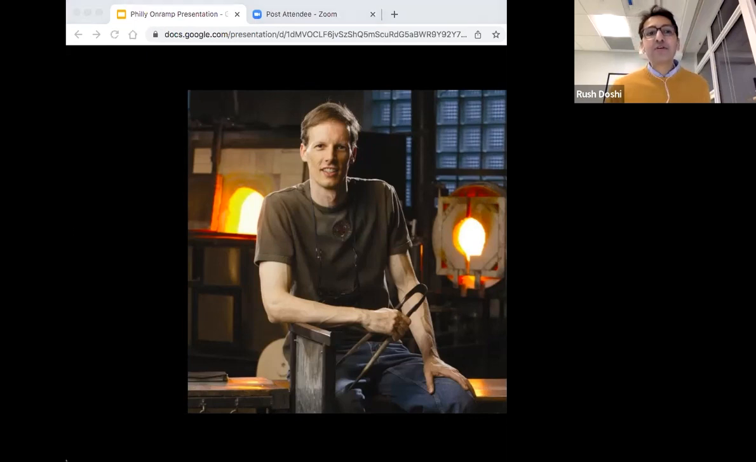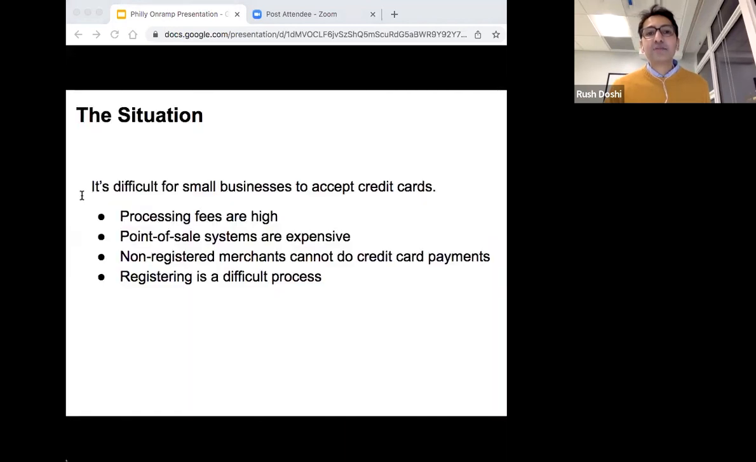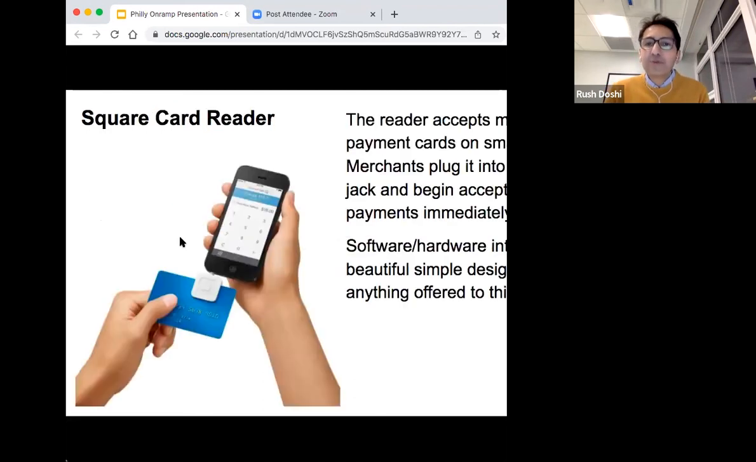So that was what started the discovery, looking into what's going on over here. The guys who started Square started looking into what some of the challenges are that these kinds of micro businesses face. Processing fees are high, point of sale systems are expensive, non-registered merchants, and registering is a difficult process. So all this stuff helped them figure out what it was. And so that was where the guy started thinking about the Square Reader.